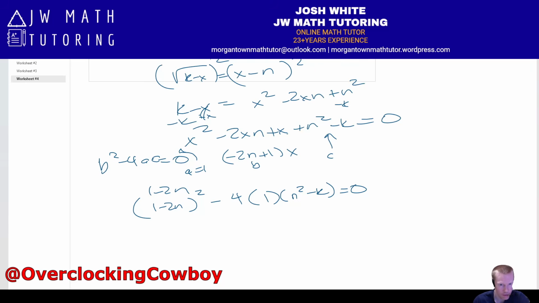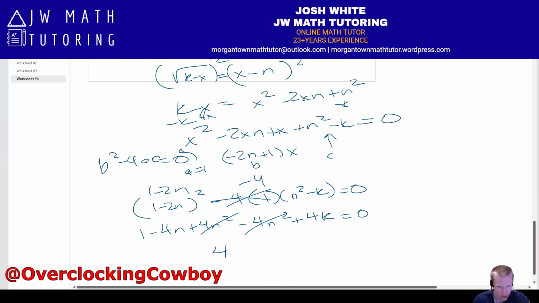Okay, so now we have 1 minus 4n. You have to write this out twice and then FOIL it, and then plus 4n squared. Now here, this is just negative 4, this whole thing. So I'm just going to do minus 4n squared plus 4k. So now let's see what happens. 4n squared minus 4n squared, so that cancels out. So that's actually nice and easy. So notice you get 4k equals, and then add 4n minus 1.